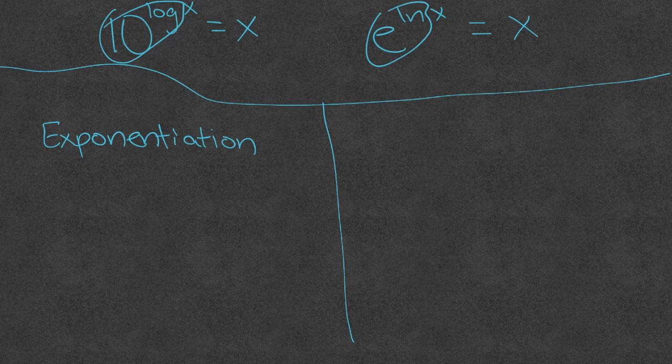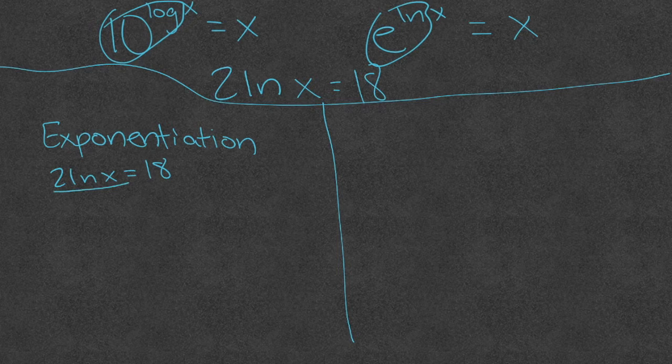Okay, so our problem is 2 natural log ln x equals 18. We're going to need to go ahead and solve that. So my first step is I've got 2 ln x equals 18. I'm going to divide by 2. That's going to be my first step. I really only want this natural log of x on one side, and then I've got 9 on the other.